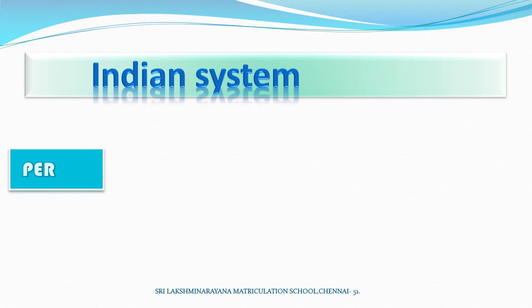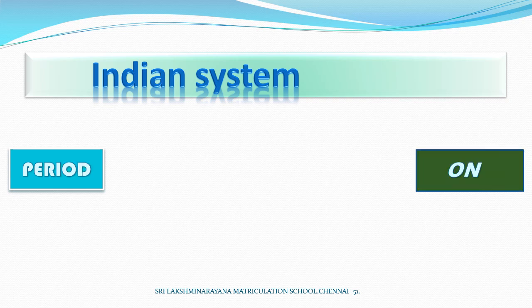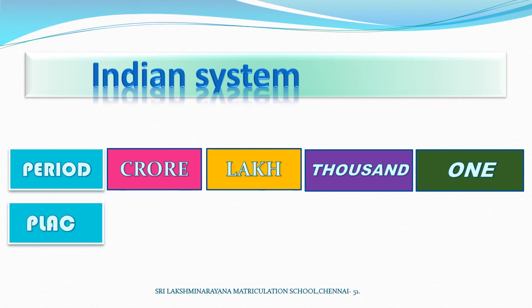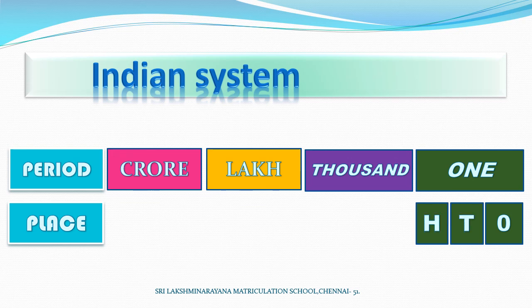This slide will show you the place value chart of Indian system. The periods of Indian system are 1,000, lakh and crore. There are 4 periods. So now let us see the places under each period. The ones period consists of 3 places, namely ones, tens, hundreds.